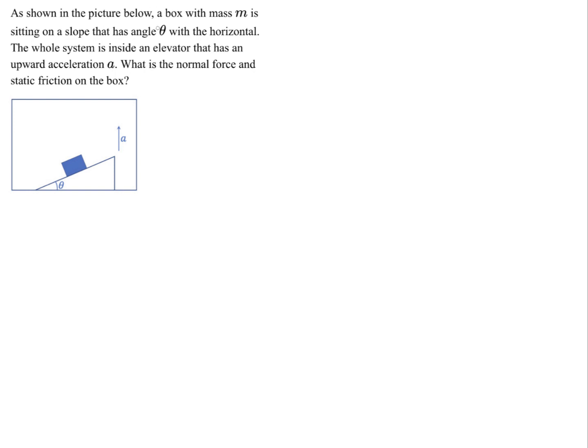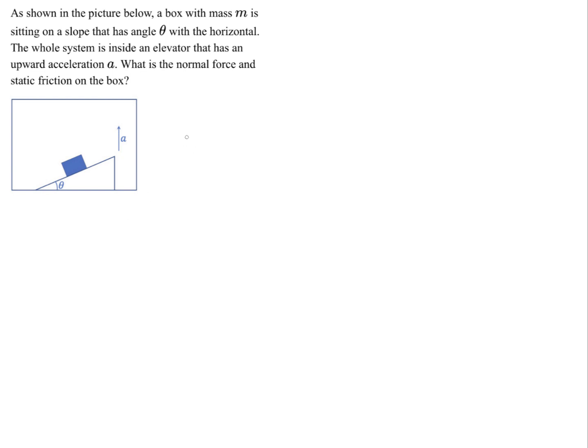As shown in the picture below, a box with mass m is sitting on a slope that has an angle theta with the horizontal. The whole system is inside an elevator that has an upward acceleration a. What is the normal force and static friction on the box?